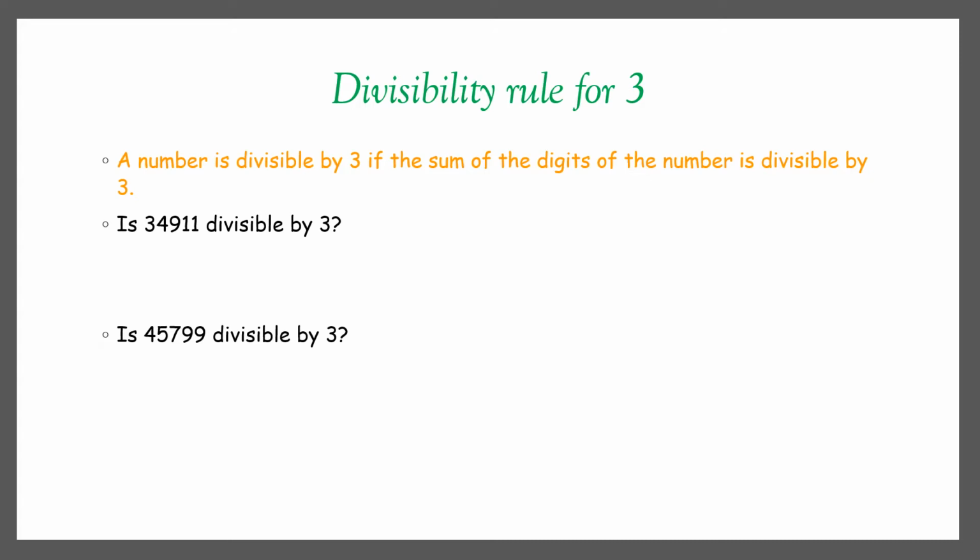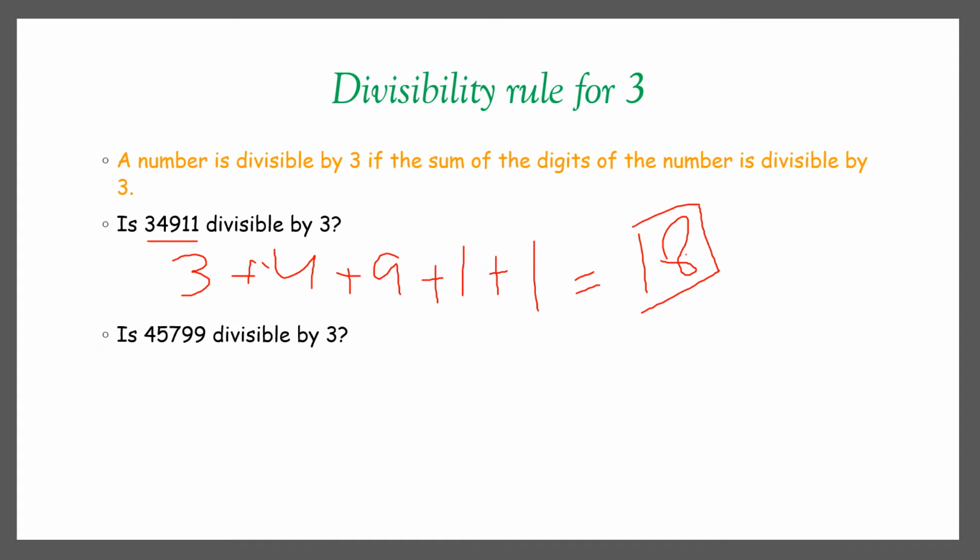Is 34,911 divisible by 3? Okay, so our first step is to add all the digits. So we will add them. 3 plus 4 plus 9 plus 1 is equal to 18. So now we have to check, is 18 divisible by 3? Yes, because 3 sixes are 18. So 18 is divisible by 3. It means that this whole number is divisible by 3. So this is how we check the divisibility rule for 3.